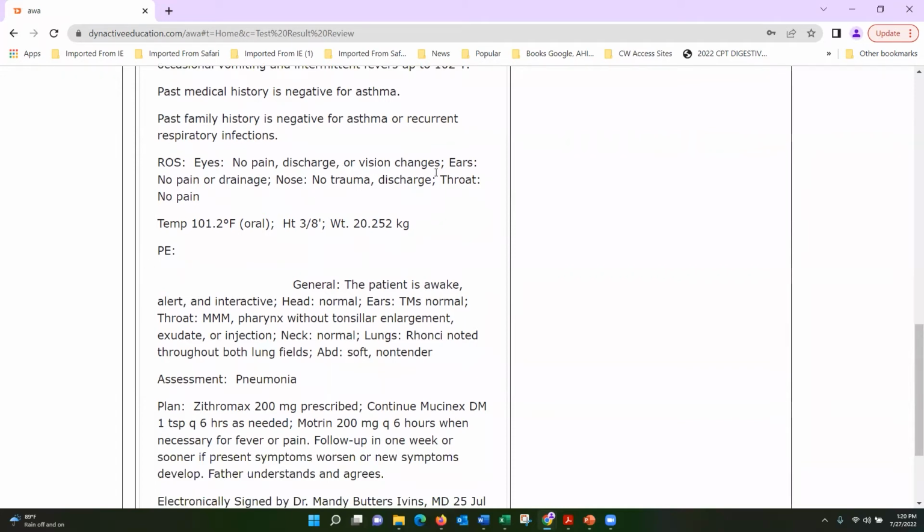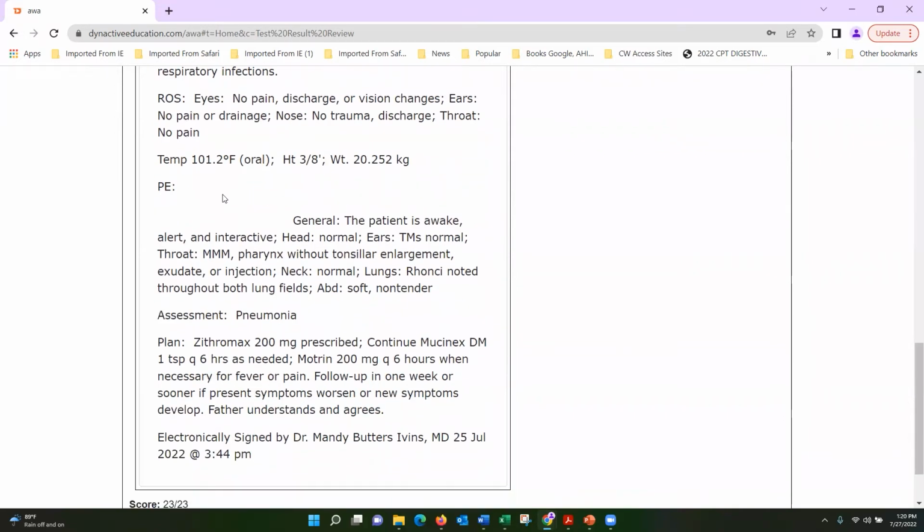Review of systems. We don't have anything significant here. We have a temp. The patient, general physical exam. The patient is awake, alert. Tympanic membranes are normal. I'm looking at everything here and making sure there's nothing that jumps out that might not be applicable to this exam, just in case he brings up another diagnosis.